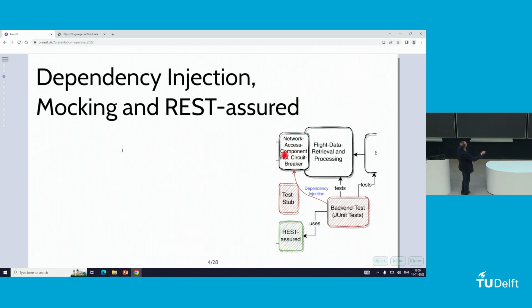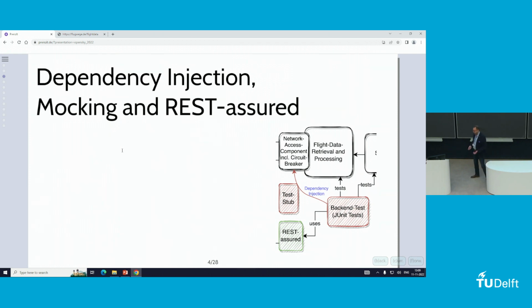So in our system, we have that flight data retrieval and processing service that uses a network access component to actually access whatever data source we have. And in dependency injection, you then exchange that component by one that is similar in the interface, but that is then used for testing the actual module that you want to test. So this technique, dependency injection, is a really, really important technique for building testable software.